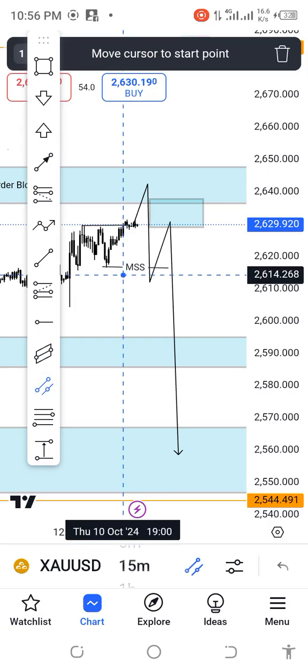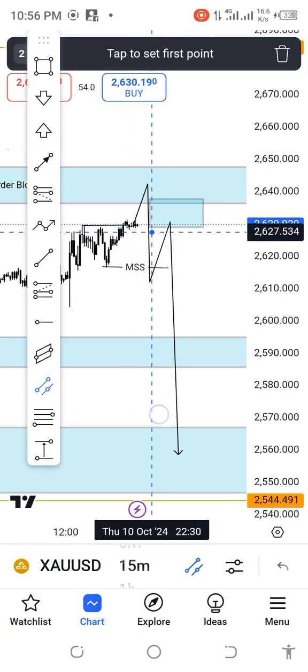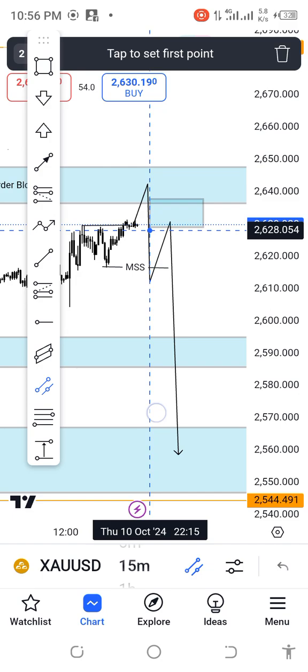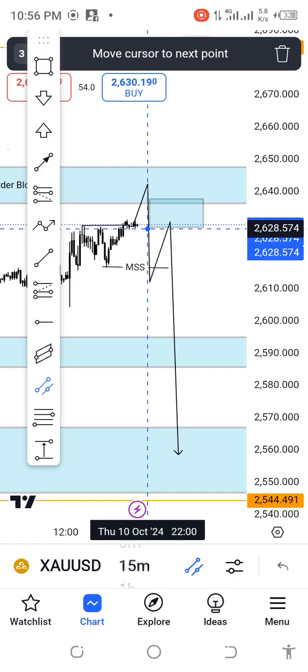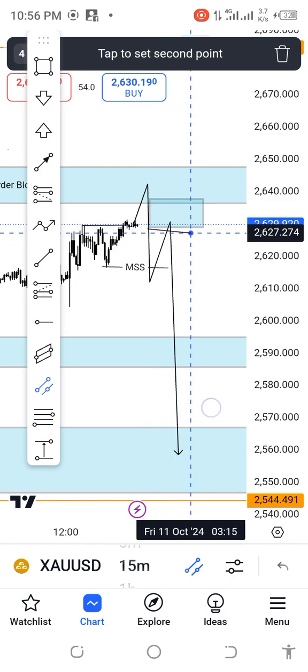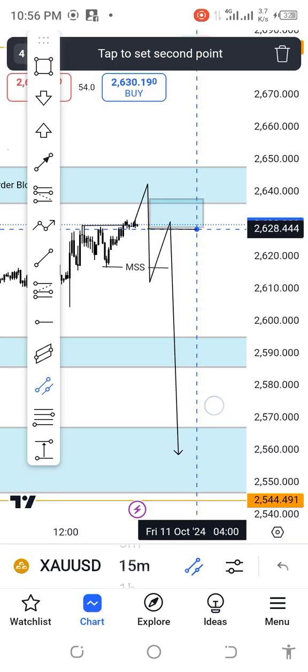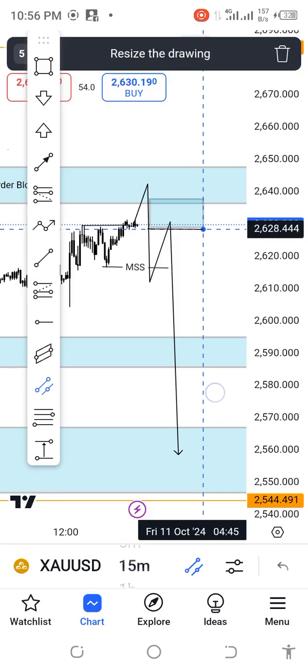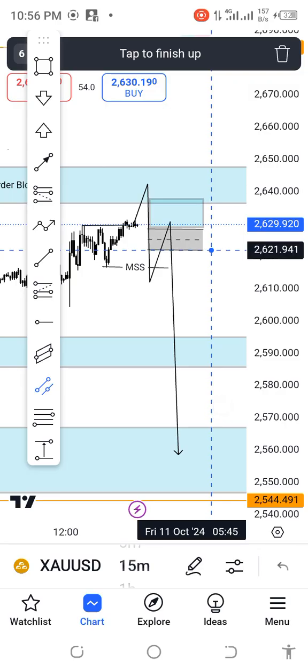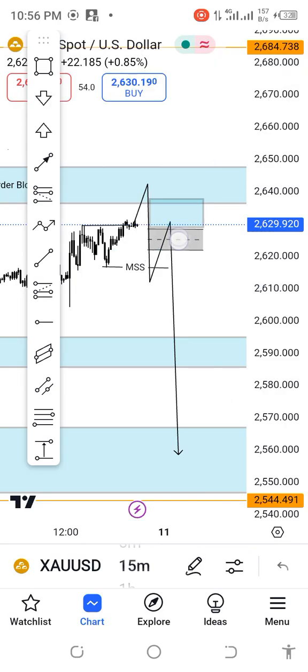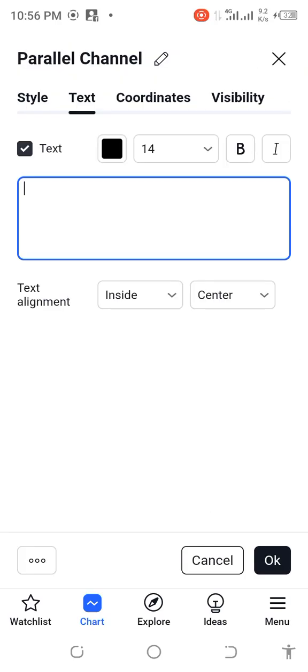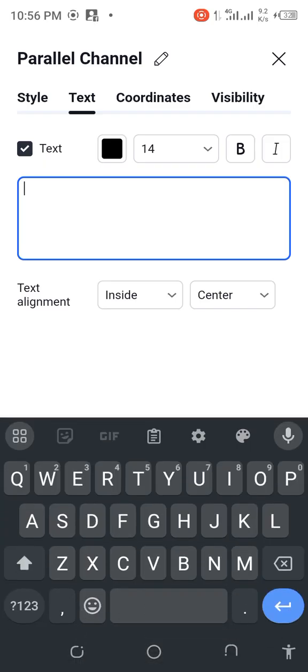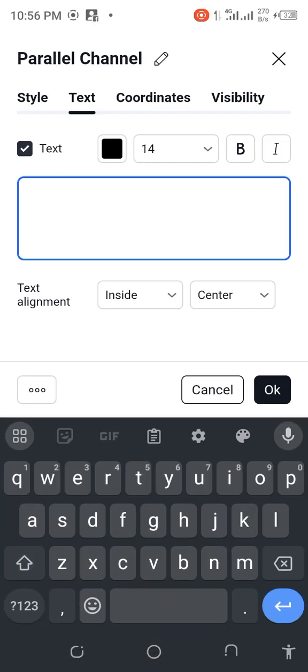So in the next video, I'll show you how to mark your fair value gap. You come to this part here. Anyhow you want to do it, but just do it. Make sure it's accurate. You mark your fair value gap. Make sure you always analyze it. You mark your fair value gap, FVG.